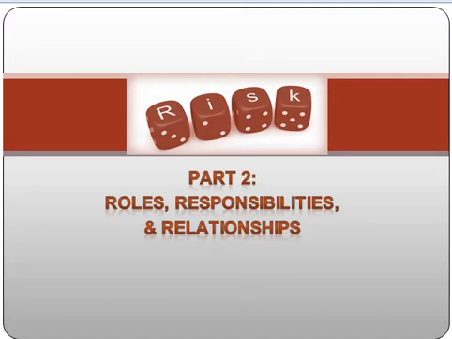Part 2 of the Strategic Level Risk Assessment for Fire Behavior Specialists is Roles, Responsibilities, and Relationships. Let's look at how risk assessments are used in wildfire management.